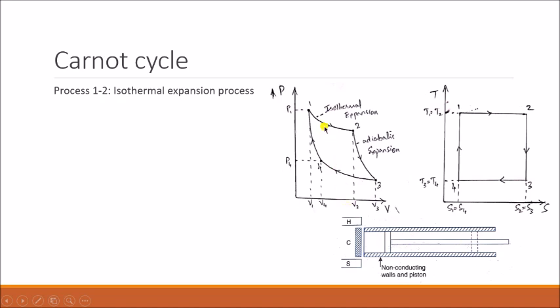Okay, so whatever the piston moved during the isothermal process, the same energy that the gas has is again used to push the piston a little further. Okay, so that we call an adiabatic expansion. Means during this expansion, no heat is added, no heat is rejected from the gas.